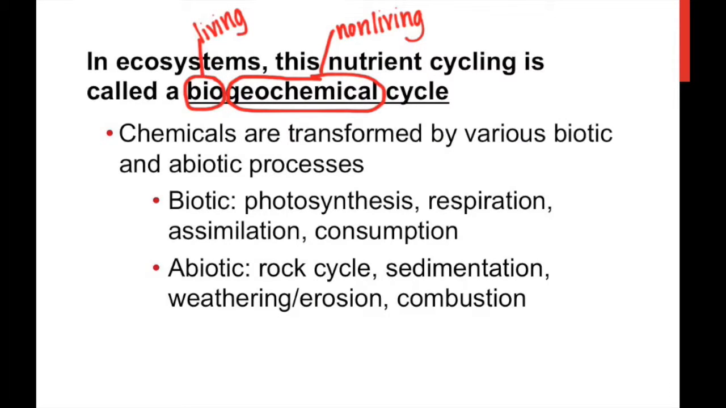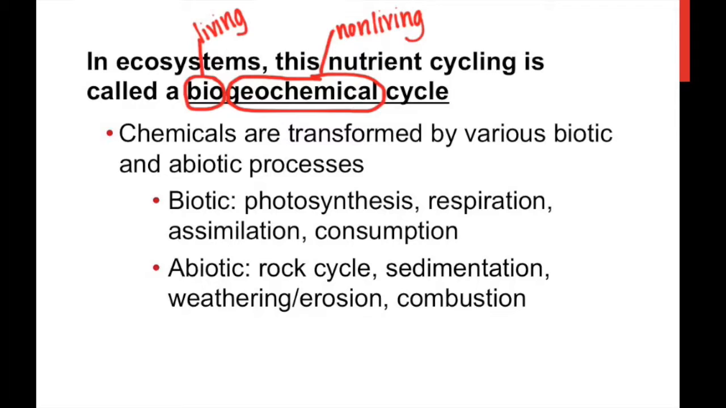So as I mentioned, there's both living and non-living aspects of a biogeochemical cycle. And this means that as chemicals move through biogeochemical cycles, they get transformed by a lot of different processes, and they get transformed into the bio part of the cycle, the living part of the cycle, and then they may get transformed into something that's a part of the geochemical or non-living.